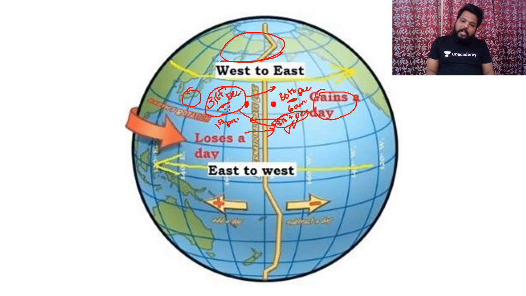If the same scene repeats in an opposite way, like if you are at this junction and you are traveling from the international dateline towards west, then you would be losing 1 day. So because of these day and date differences, we generally call this 180-degree longitude the international dateline. Please do remember this statement.